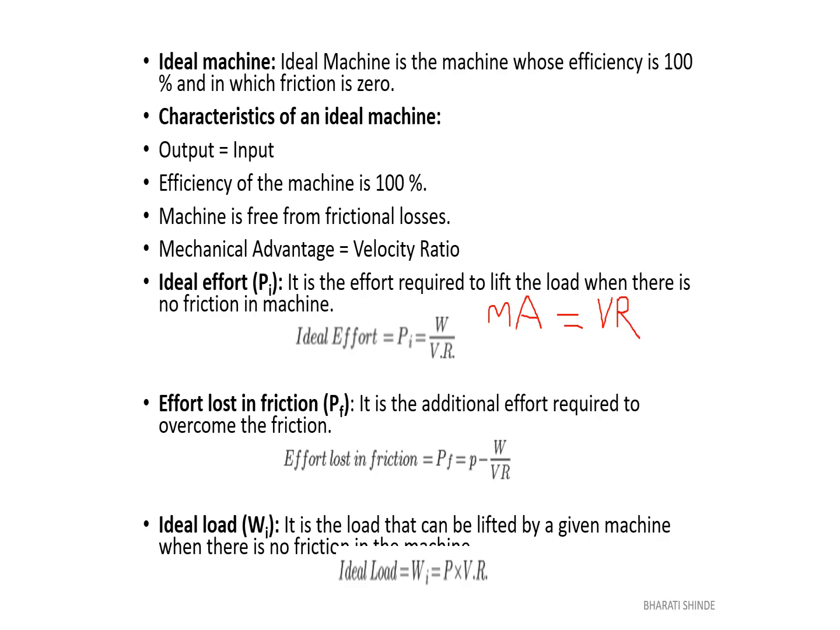Then the next term, ideal load. Ideal load is the load that can be lifted by a given machine when there is no friction in the machine, and ideal load is denoted by Wi, and its formula is P into VR. So the product P into VR is called the ideal load.